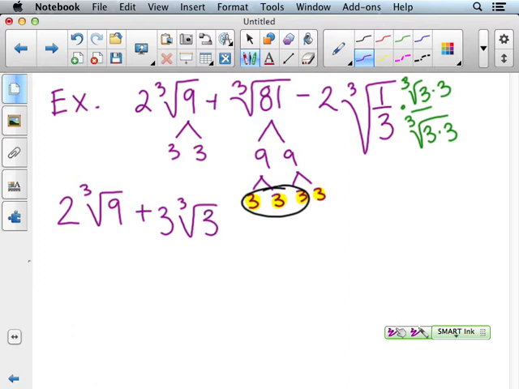Okay, now our last term, we rationalized the denominator. So the numerator, we've got minus 2 times what in the numerator?